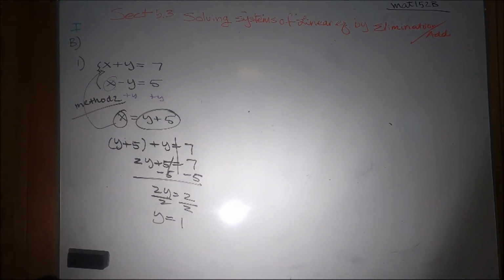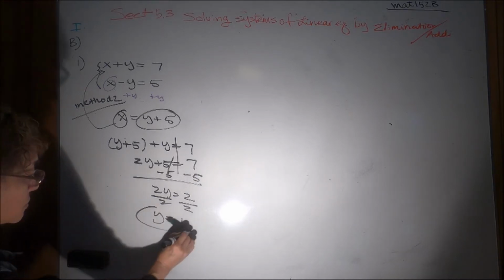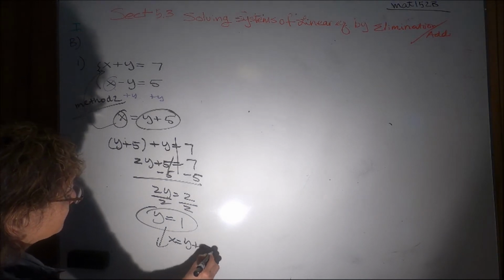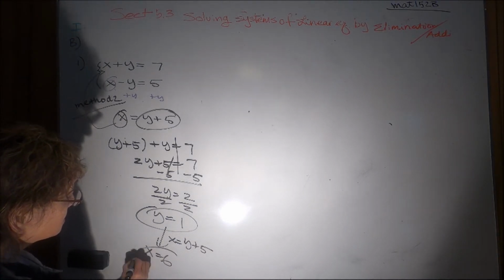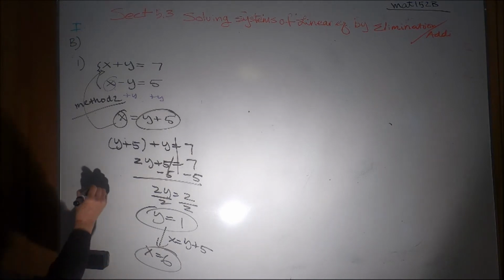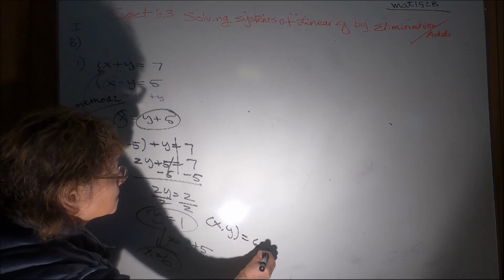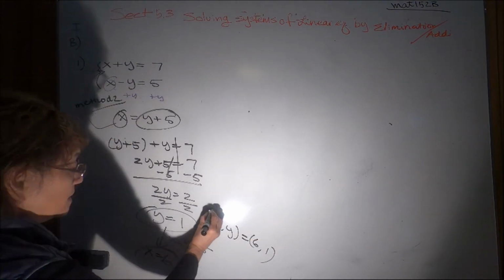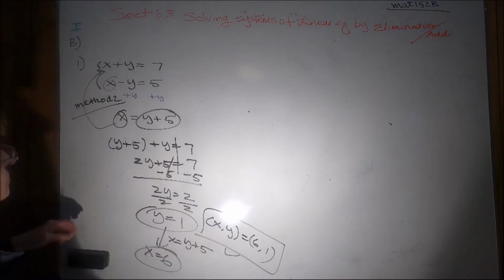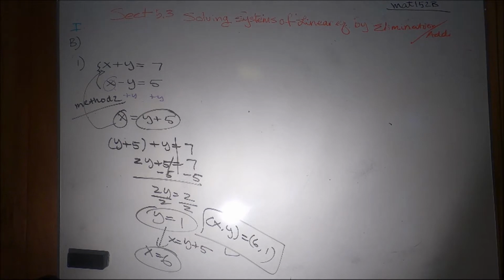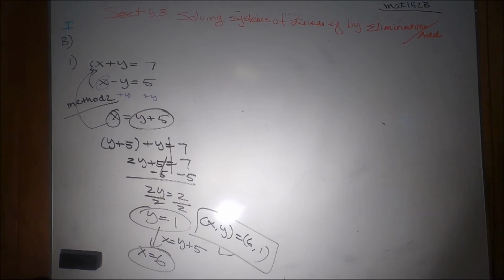That's the substitution we just learned from the previous section. Then what do we do? We plug in one of them, x equals y plus 5. So x is 6. So our answer is what? (x, y) equals (6, 1). Right? Then we plug in both to check. 6 plus 1 is 7. 6 minus 1 is 5. Right? So we checked.